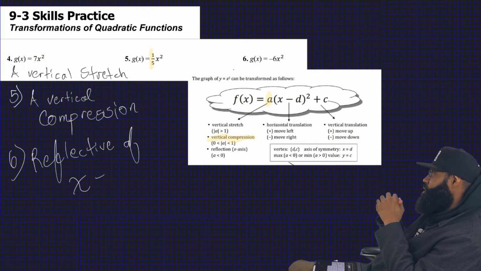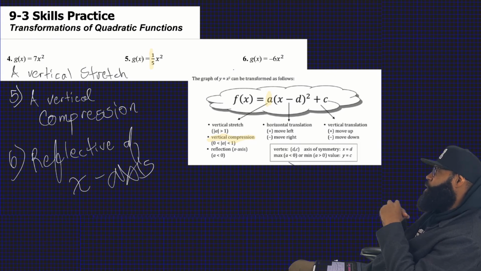Negative 6x squared. It is definitely a negative. So that is less than 0. So reflective of the x-axis. So we had all 3, guys. We had where absolute value A was greater than 1, and we had when it was a fraction, and now we had it when it was less than 0, right? So that's the coefficient of your leading term.